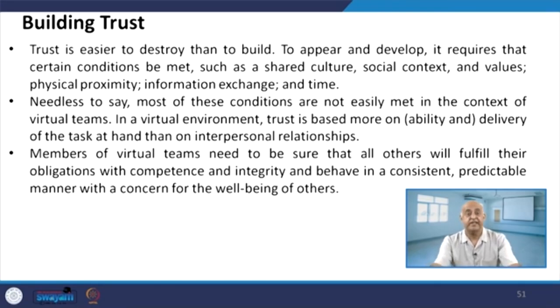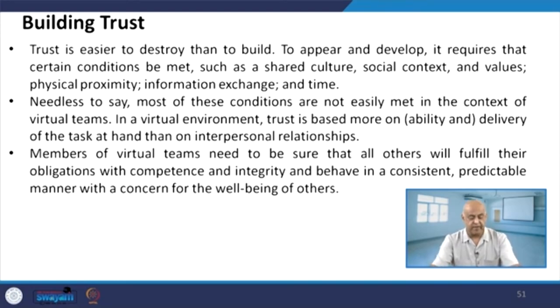So culture was a problem because members are at different geographical locations. Social context is important because they belong to different societies and value systems. Physical proximity, information exchange and time become parameters and dimensions for building trust. Needless to say, most of these conditions are not easily met in the context of virtual teams.